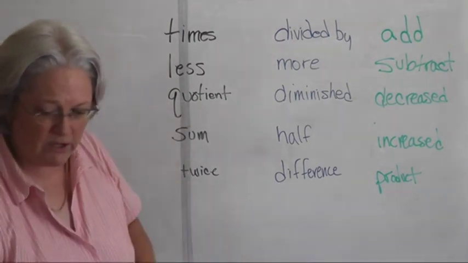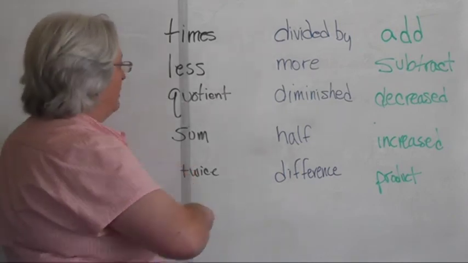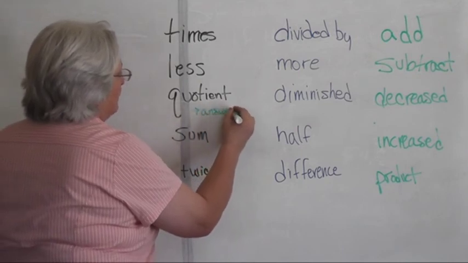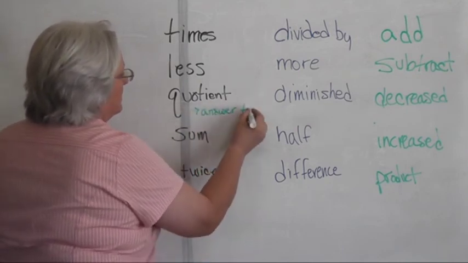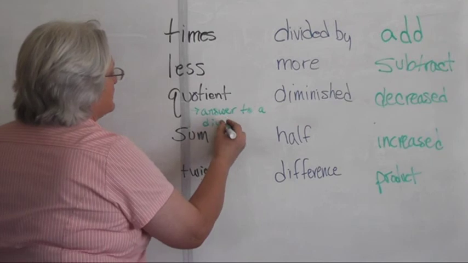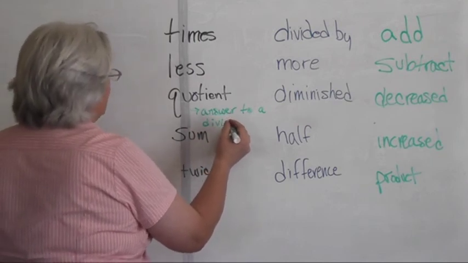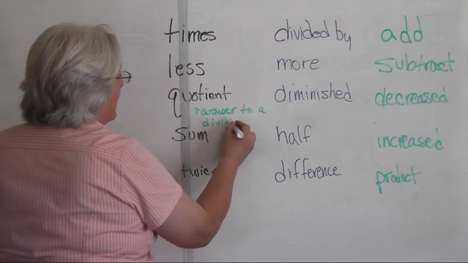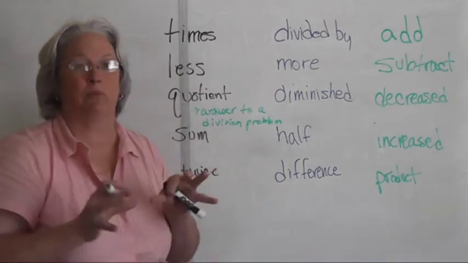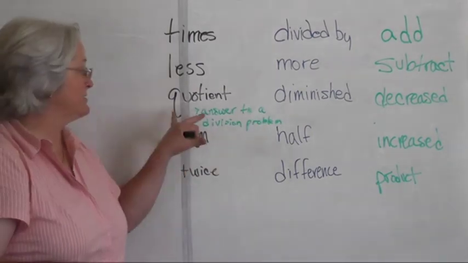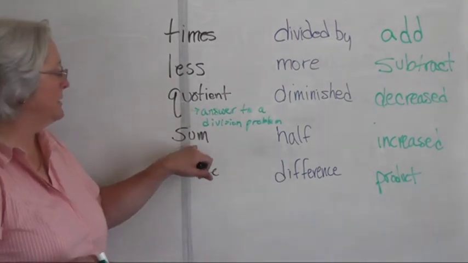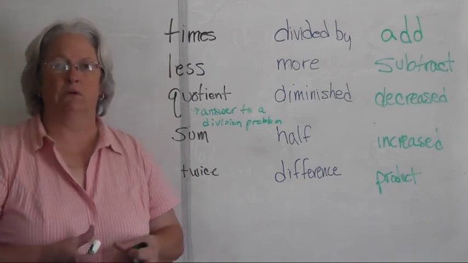Quotient. This is one that a lot of kids have difficulty remembering. So quotient is the answer to a division problem. If you don't know this, learn it right now. To a division problem. 72 divided by 9 gives us a quotient of 8. If you have a problem and you're trying to translate from English into algebra and it has quotient and you don't know what quotient is, you can't do it. Period. End of story.